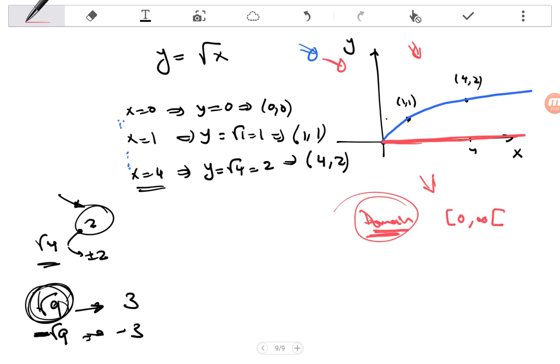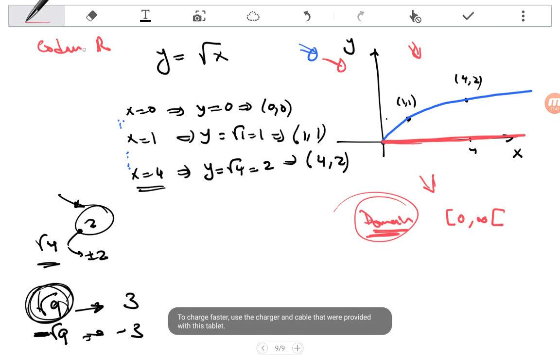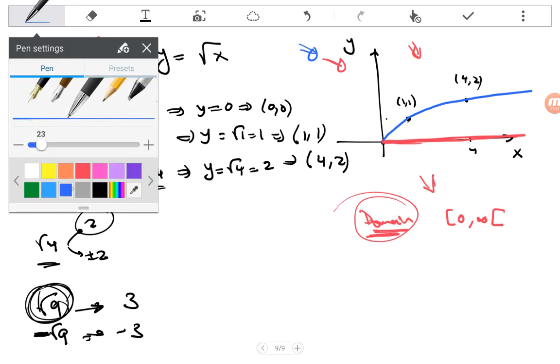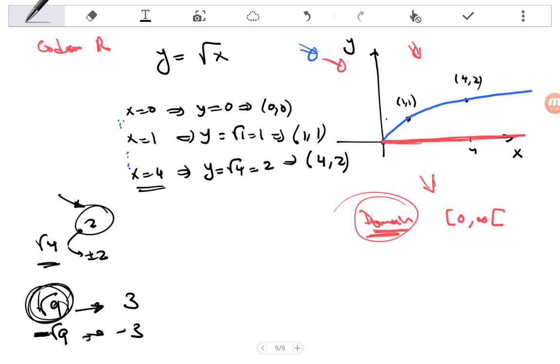If I say what is the codomain of root x, a codomain is determined by whoever gives the definition of the function, and the codomain is usually R. It is the set of all values of the output, the real numbers. But what is the range of the function?